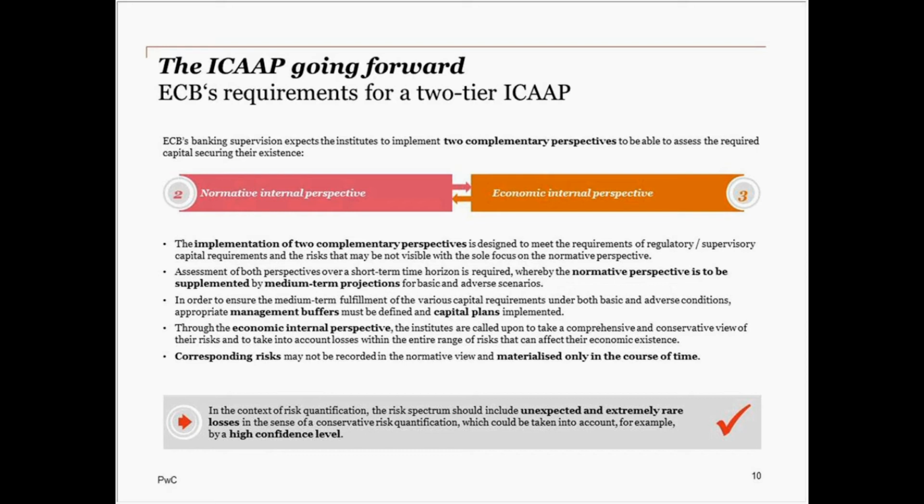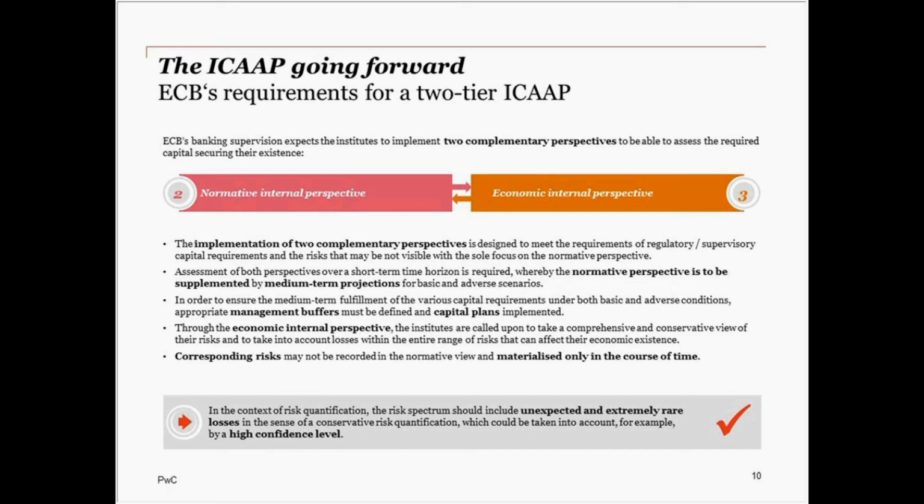But it should also be well connected to the economic internal perspective of the ICAAP, and additional risk categories identified that have a significant impact on the capital of the bank. These should also be taken into account in the normative internal perspective, and should also be accounted for if you look into the ICAAP in a forward-looking way.